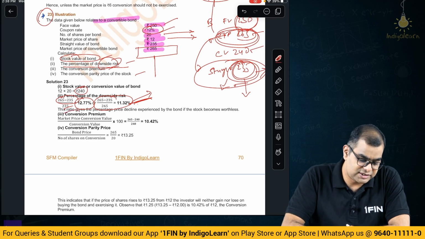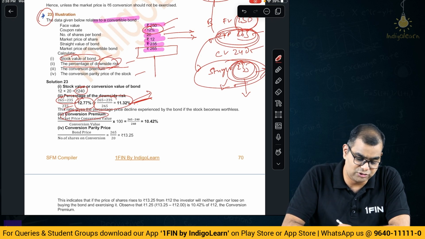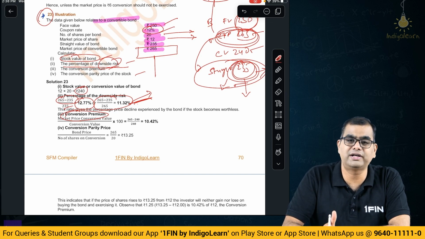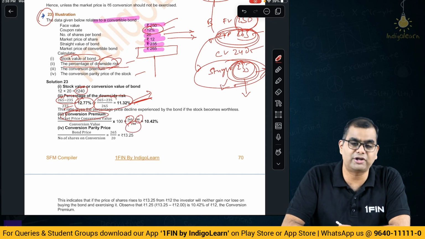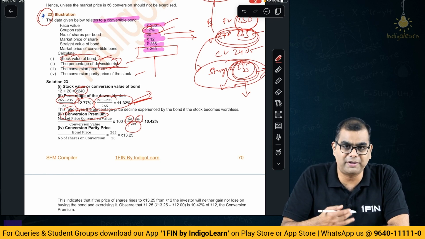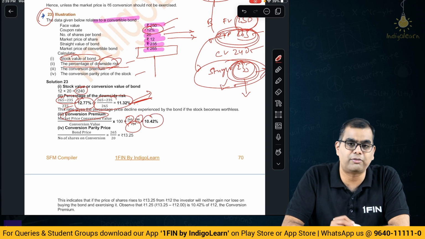Okay. Next, what is this conversion premium? Conversion premium is what we already discussed. Whatever is the value that you will get on conversion, the equity value, the conversion value, that is one number, and the other is the current market price of the particular bond. The current market price of the bond is 265. When you convert into equity, you get 240. So, the premium that you are getting over the conversion value. So, conversion premium is premium over the conversion value. So, 265 minus 240 by 240, you will get 10.42%.